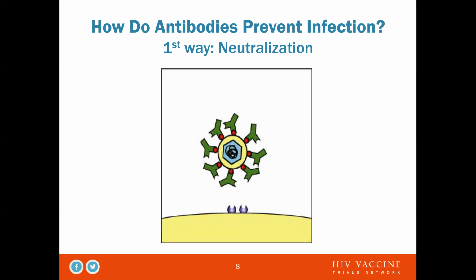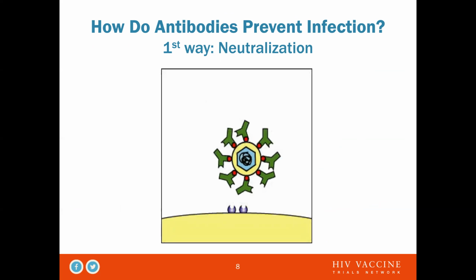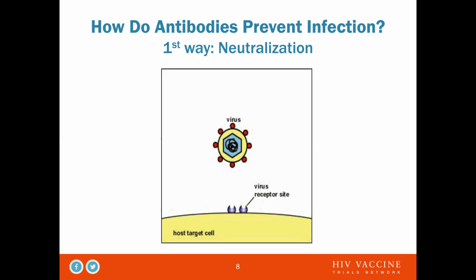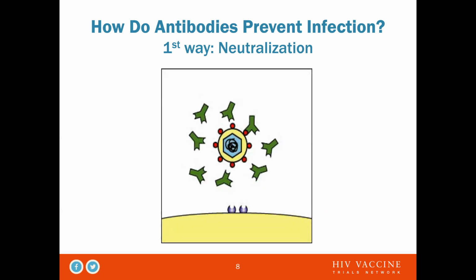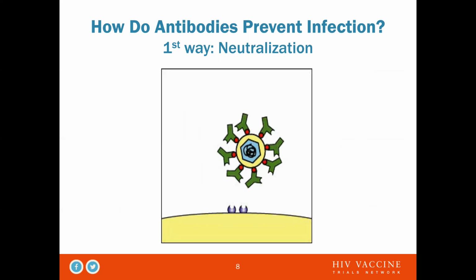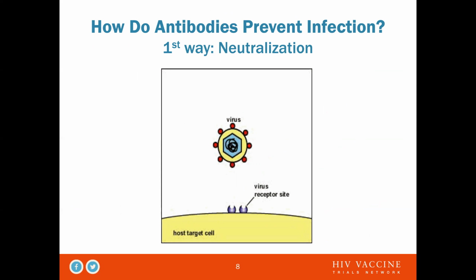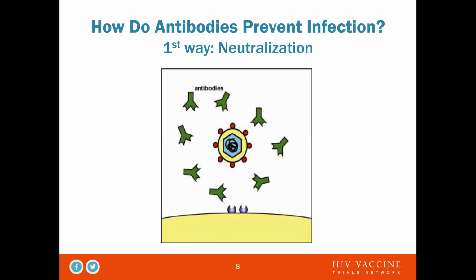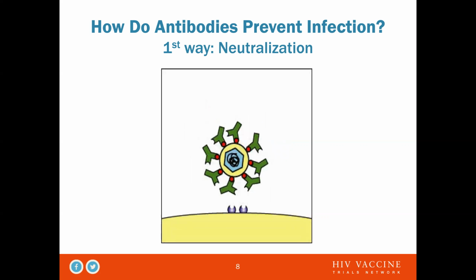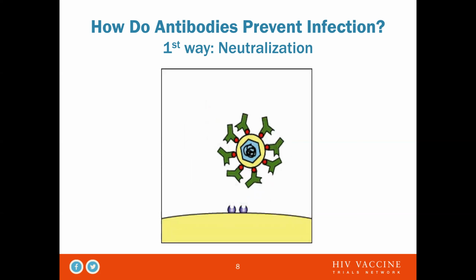The first way that antibodies can prevent infection is called neutralization. At the bottom in the yellow is one of your cells. It has receptors on the surface. You can see how the Y-shaped antibodies attach to HIV, blocking it from being able to attach to the receptors on the cell, thus neutralizing HIV and protecting the cell from being infected.